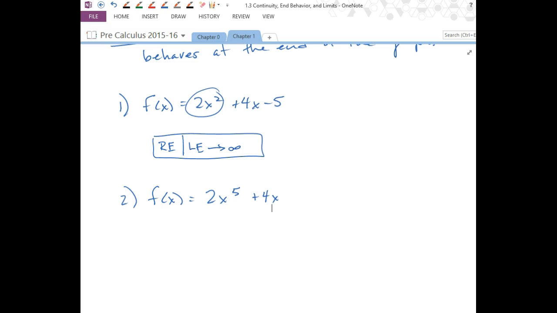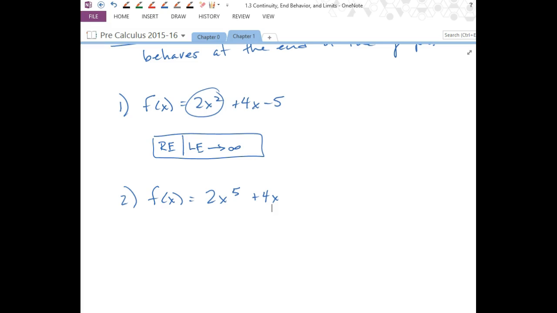Basically it looks like a John Travolta. So we know that it looks like a John Travolta because the exponent is odd. Anything cubed, to the 5th, to the 7th, to the 9th, to the 211th would look like a John Travolta. And the same goes for any even exponent. If I have an even exponent, I would have some kind of parabolic function.